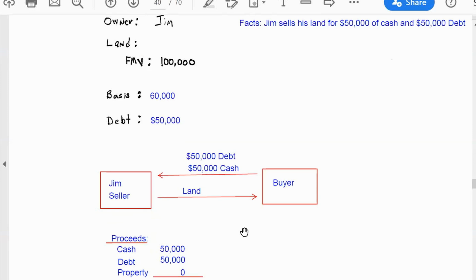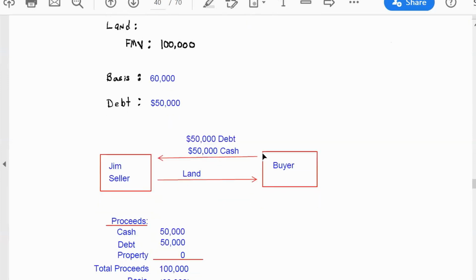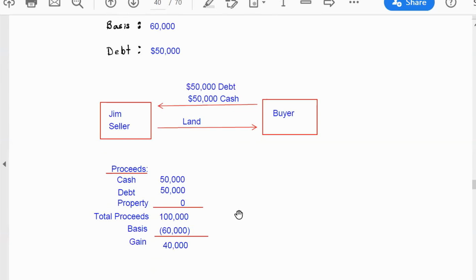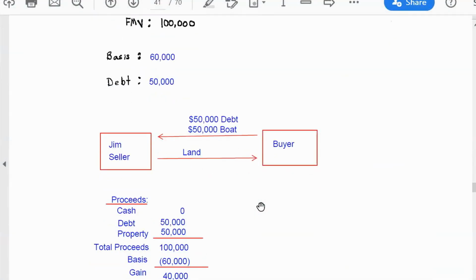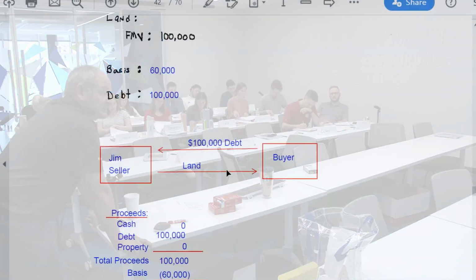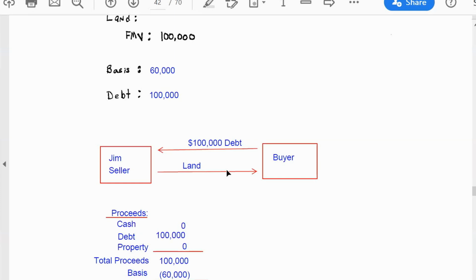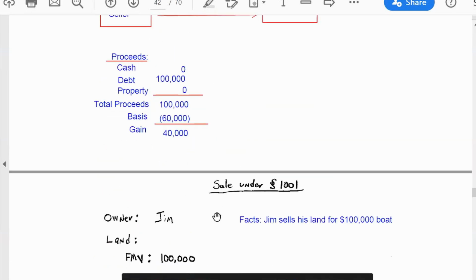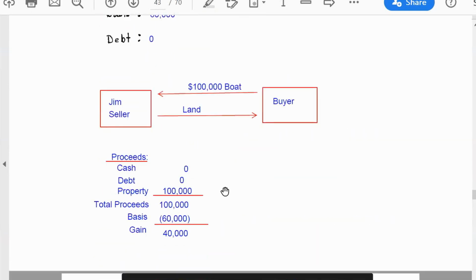If we have $50,000 of debt, I get $50,000 of cash, $50,000 of debt, 0 property, 100,000, still the same $40,000 gain. I got 50,000 of debt, 50,000 of boat. I got 0 cash, 50 of debt relief, 50 of property, same $40,000 gain. I got $100,000 of debt. I got 0 cash, 0 property, same $40,000 gain. I got the boat for $100,000, $40,000 gain.